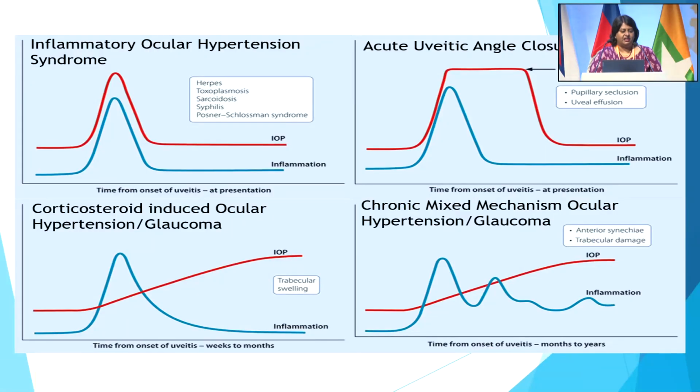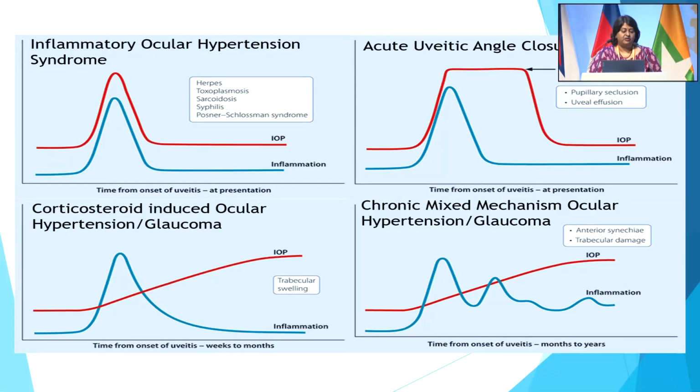And there is a better classification. Based upon the IOP and inflammation correlation, you have inflammatory ocular hypertension syndrome, where the examples are herpes, Posner-Schlossman, etc., where you have the inflammation and the IOP peaking and coming down together. When there is an acute uveitic angle closure, the inflammation and the IOP peak together. The inflammation comes down, but the IOP does not come down along with that, because only when the angle closure reverses does the IOP come down.